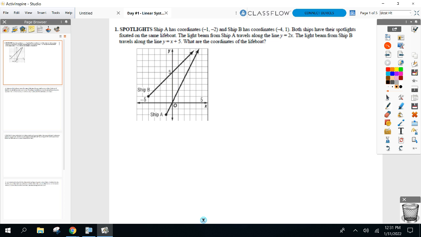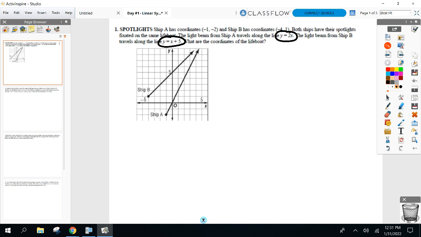You got two ships. You got ship A and ship B. Ship A has this path, y equals 2x. And ship B has this path, y equals x plus 5. The graph is just there for a visual. I don't want you to use the graph. When are these two going to cross? Where are they going to meet, these two boats?